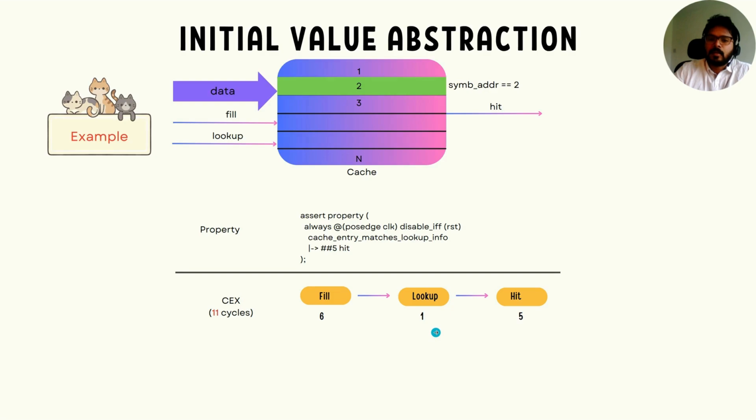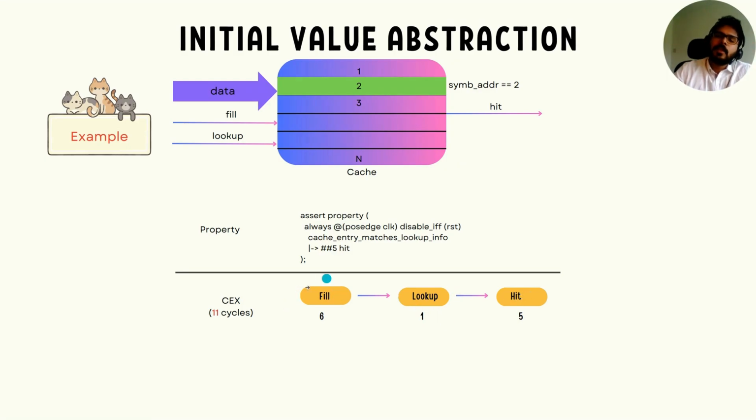Let's say it takes a clock. Then it will check if the data present in the symbolic address matches the lookup criteria or not. If it matches, it should report a hit in 5 clock cycles. So in total, we have 6 plus 1 plus 5 equal to 12 clock cycles for this counterexample, assuming there is a bug in the design and hit is not getting reported.